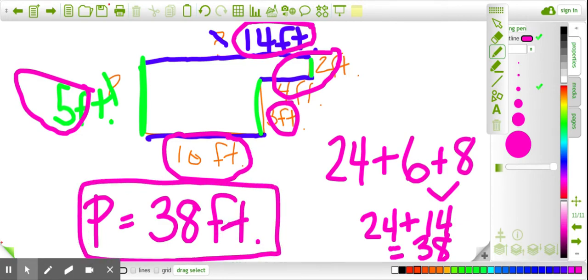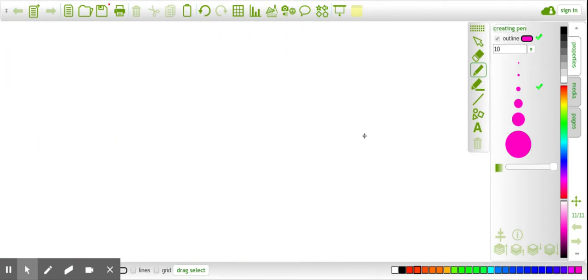All right. I hope that helped you guys figure out how to find an unknown when we're finding the perimeter. Just remember to use the horizontal lines, left to right, to find the other horizontal lines, and the vertical lines up and down to find an unknown vertical. All right, let's review area next.